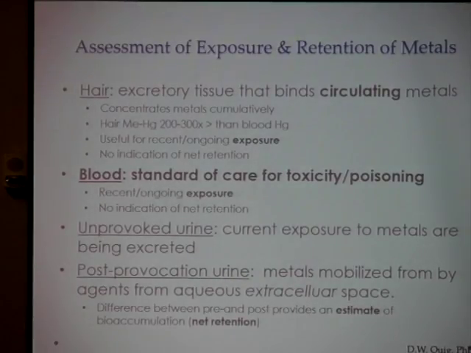So unprovoked urine is like a first morning urine collection that will show current exposure and what metals are being excreted. And when we use a binding agent, we call it post-provocation urine testing. We're seeing what the binding agent's able to pull out of the tissue, and we're measuring that. We're striking the beehive and seeing what metals are coming out.